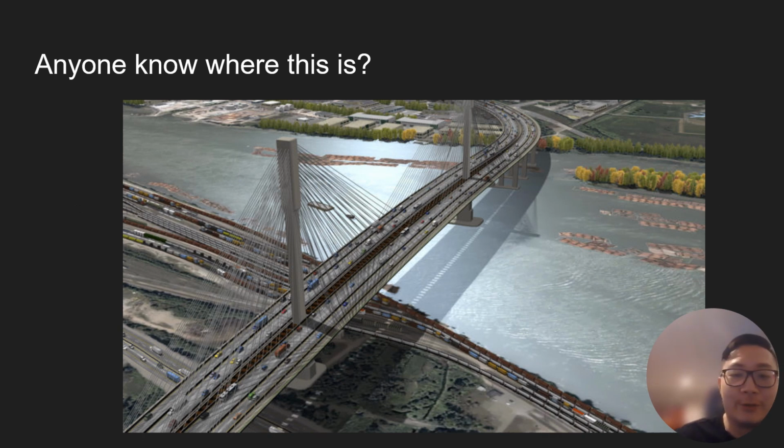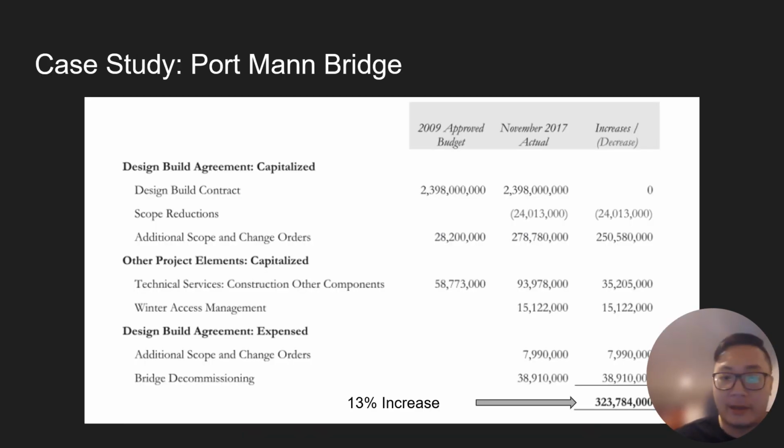Does anybody know where this is? This is actually the Port Mann Bridge. A lot of us use this every day, and this would be a really classic example of cost overrun. Let's look at the balance sheet of this project.